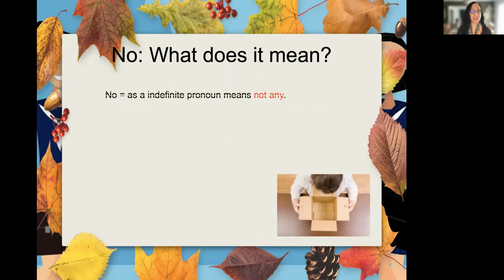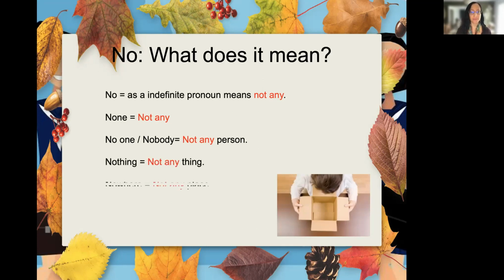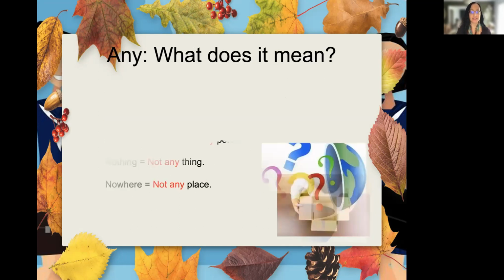No, what does it mean? We know this already. It means not any. None is not any. No one and nobody is not any person. Nothing is not anything. Nowhere is not any place.